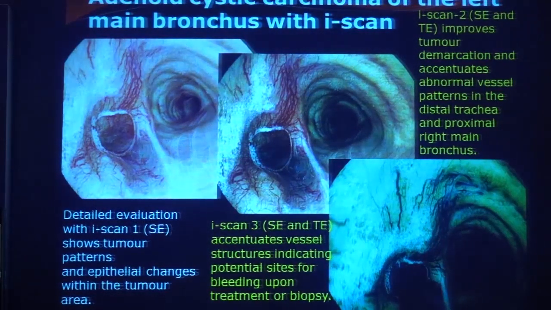This is the adenoid cystic carcinoma of the left main bronchus. And this is how you can see the blood vessels. It looks as if it is 3D. And this is where you can see where it ends. So you then take a biopsy, and you don't take a biopsy from a very vascularized area.